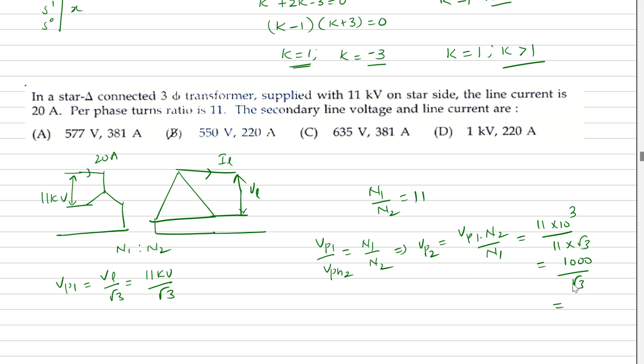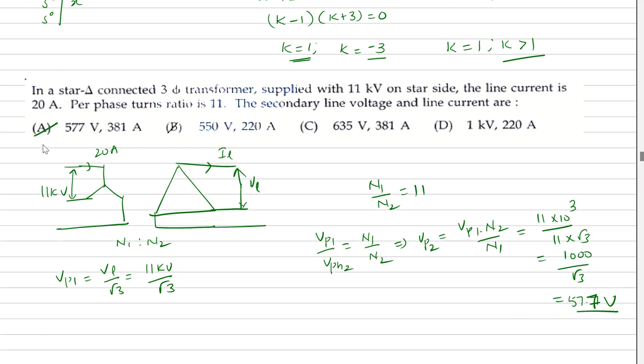Let me check here. Yes, so it's going to be 57.7 volts. So it is going to be 577 volts here. Among the options, you can directly pick the answer as A.